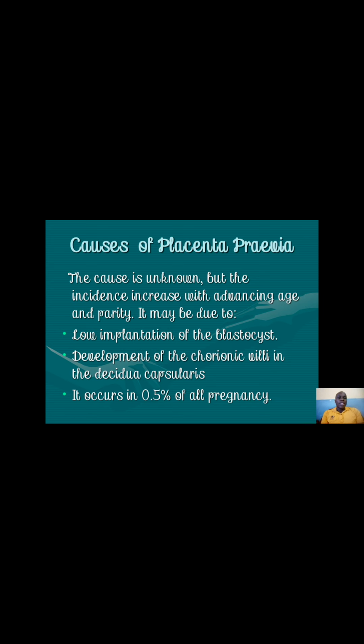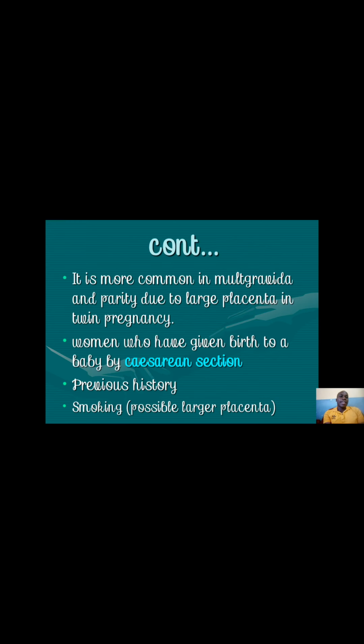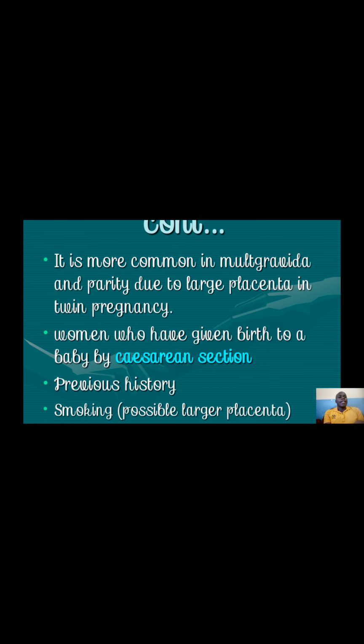It occurs in about 0.5% of all pregnancies. Kwa kati ya wanawake 100, wanawake 0.5% ndio wanapata hii placenta previa. Kwa it is very rare kutokea, lakini it may cause bleeding, ambayo tumeiona pale. It is more common katika multigravida and multiplicity due to large placenta in twin pregnancy. Tumeona kwamba inatokea mara nyingi sana kwa hao watu. Kwa nini multigravida and multiplicity?